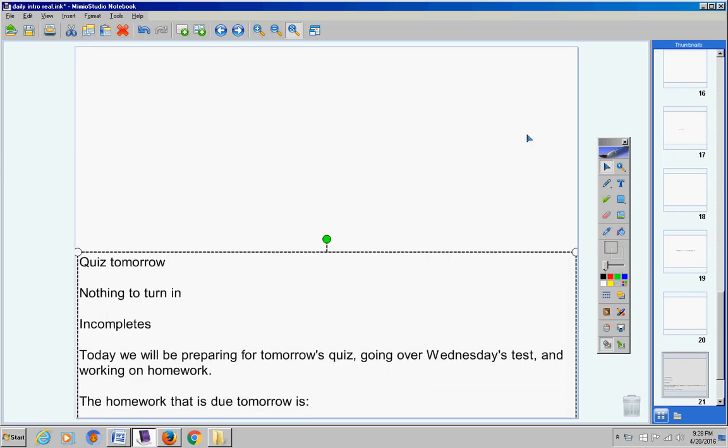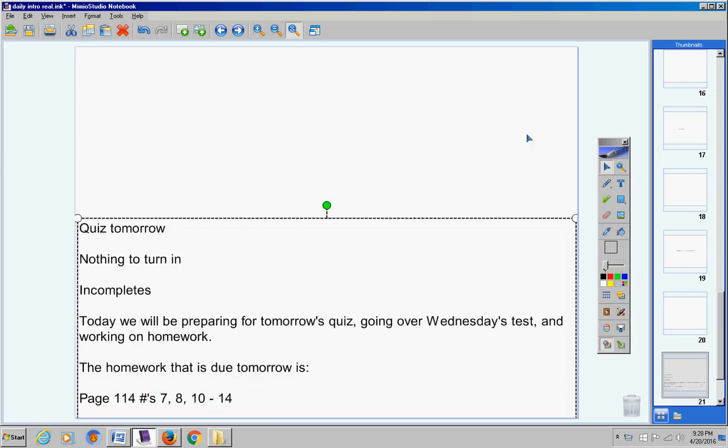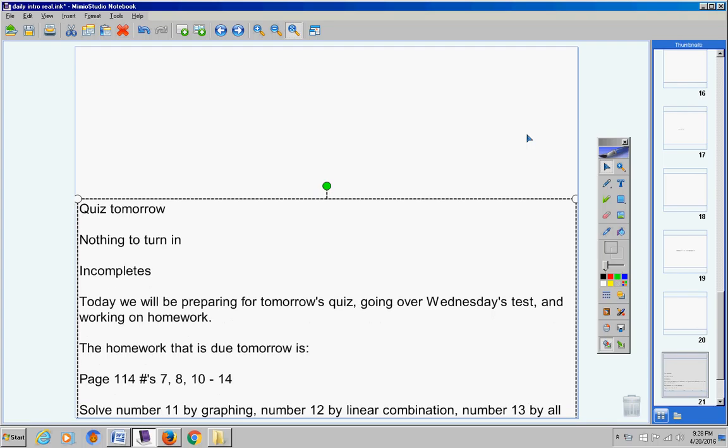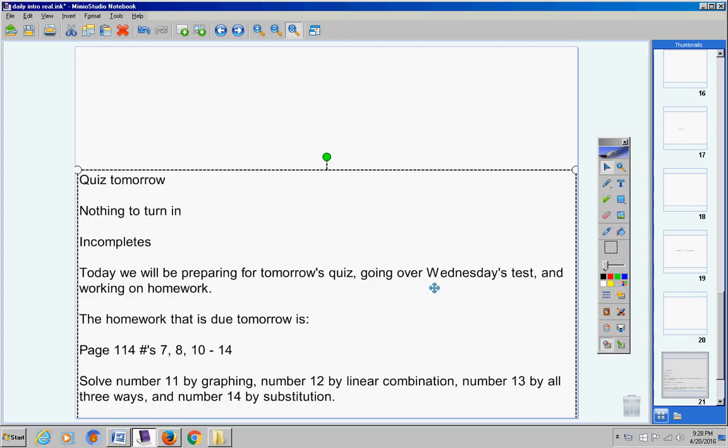The homework that is due tomorrow is right there. Please copy that down. And notice I've given you some specific instructions for the homework. Number 11, I want you to solve it by the graphing method. Number 12, I want you to solve it by the linear combination method. Now number 13 is really 3 problems.